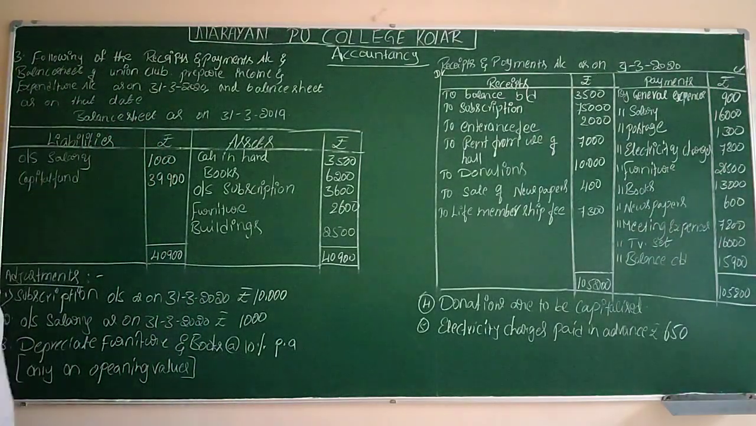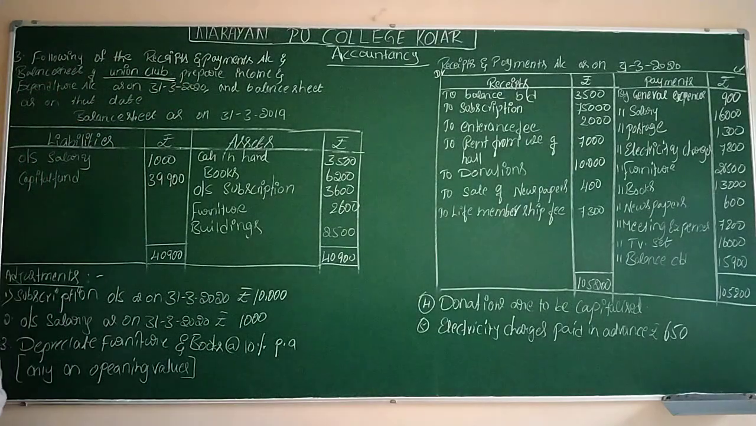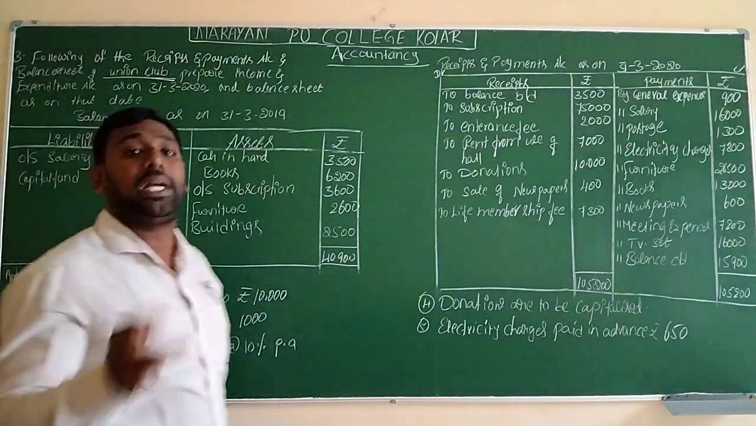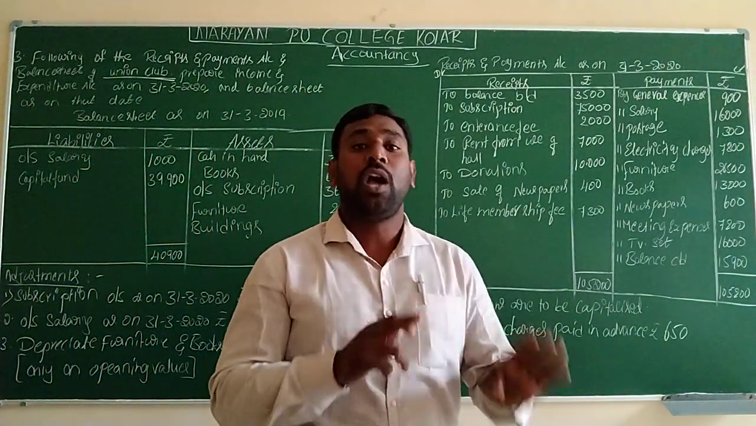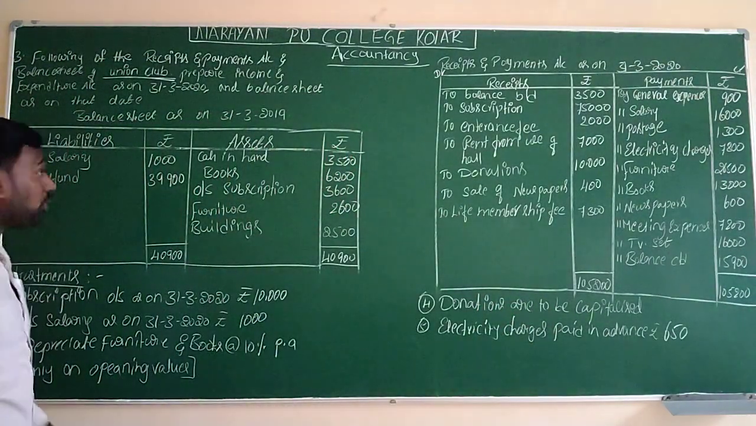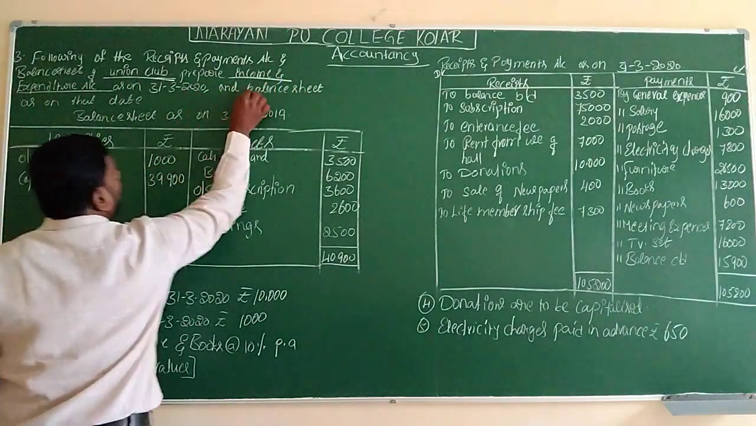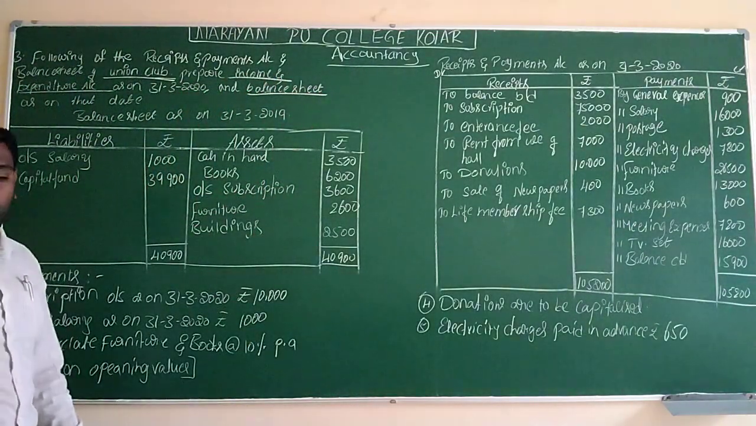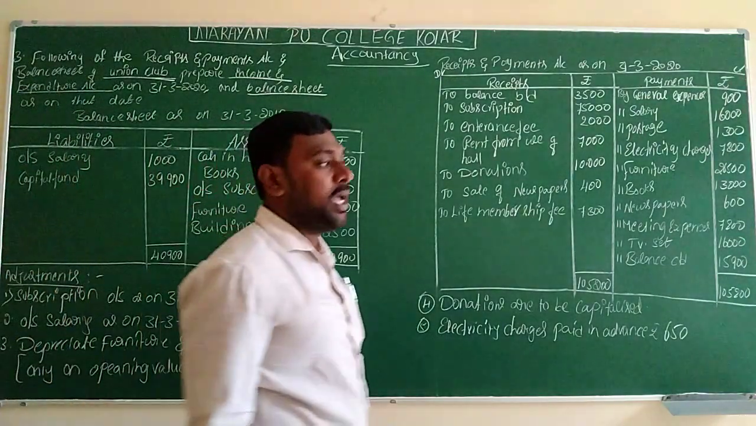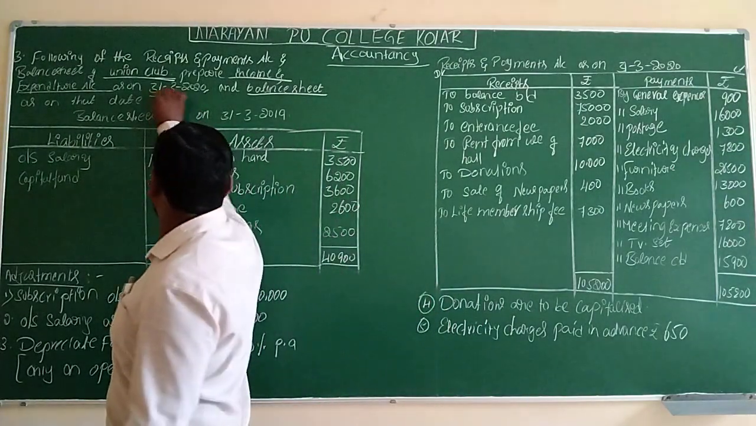So here the information is given. Following are the receipts and payments account and balance sheet of Union Club, the name of the NPO. They clearly mention that Union Club is the name of the not-for-profit organization. What do we have to prepare? Income and expenditure account and balance sheet. We have to prepare two accounts: one is the income and expenditure account, and the second is a balance sheet as on 31st March 2020.